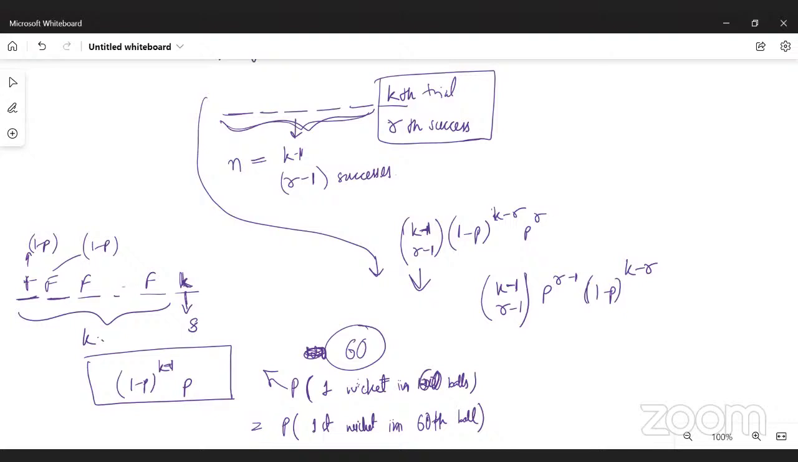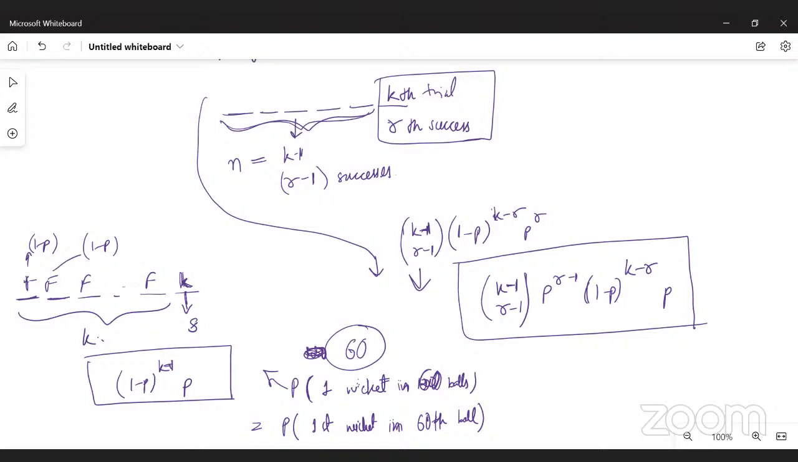And on the kth trial, you have the success, right? So this is just going to be into P. So if you solve this, you will get just K minus 1 choose R minus 1, P to the power R, 1 minus P to the power K minus R. So this is how you get this expression.